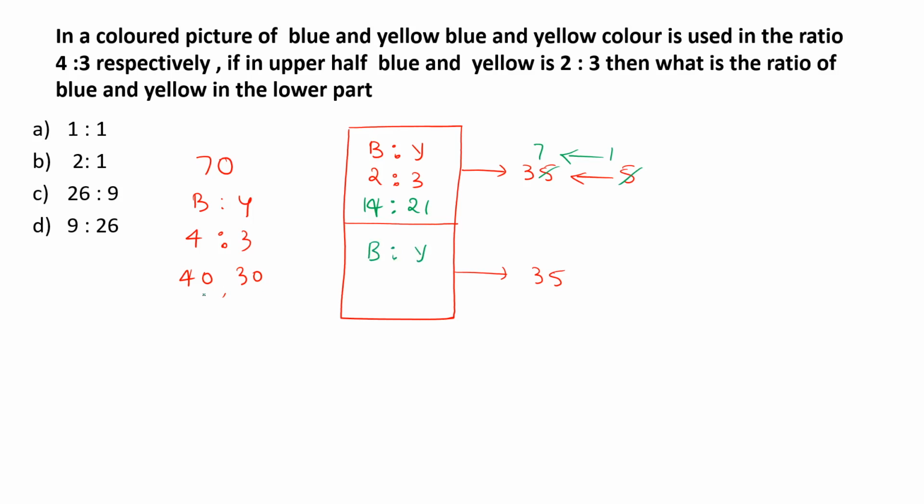Out of 40 units of blue, 14 units were used in the upper portion. Then the remaining 26 units are going to be used in the lower portion. And out of 30 units of total yellow, 21 units were used in the upper portion. Then the remaining 9 units will be used in the lower portion. Then the ratio of the blue and yellow in the lower portion would be 26:9. Option C would be our answer.